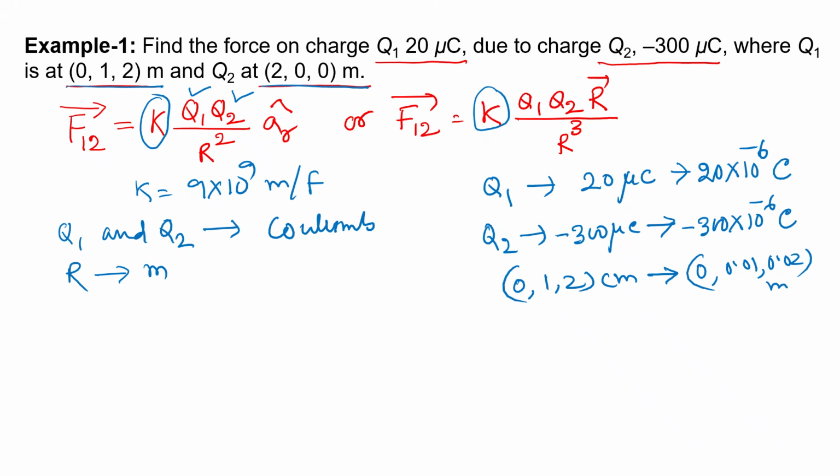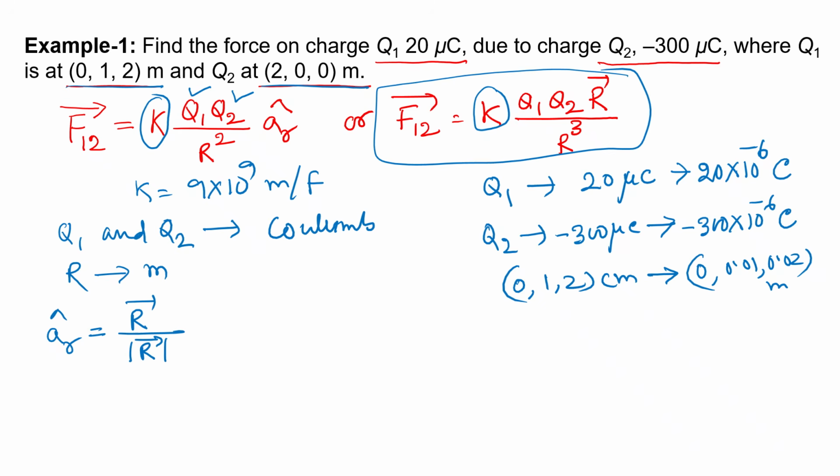Now our task is to calculate the unit vector. So this unit vector, as you know, is nothing but r vector divided by mod r. So if we calculate r vector, then we can simply use it in this second formula, and we can find our answer of force directly. So what I'll do is use this second formula only for solving this question.